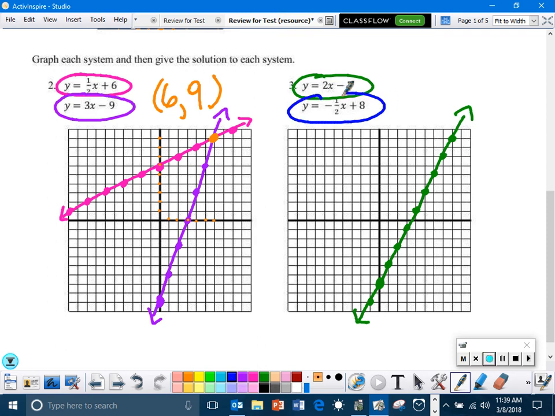Okay, let's graph the other one. Start at 8. And the slope is -1/2, so down 1 over 2. So when you're doing these problems, if you do not end up crossing in a nice spot, you messed up.